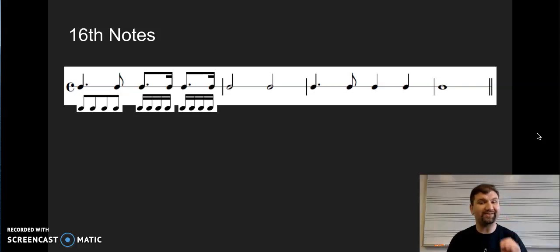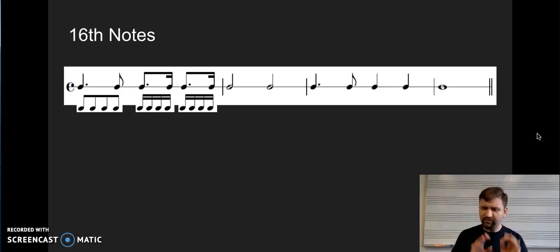Count a measure of eighth notes now. Ready, go. 1 and 2 and 3 and 4 and. Now count a measure of sixteenths. Don't rush, be precise. 1E and a 2E and a 3E and a 4E and a.